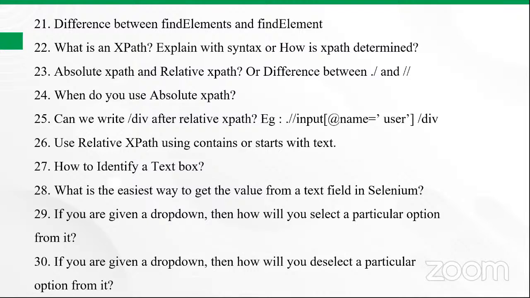What is the easiest way to get the value from a text field in Selenium? We have discussed in the earlier question how to enter a value in the text box, right? Text field is nothing but the text box. That is using the send keys. When you inspect that element, you will not find a value attribute, but you are entering a value. So how do you get that value that you entered?